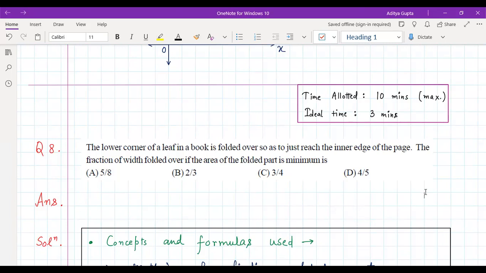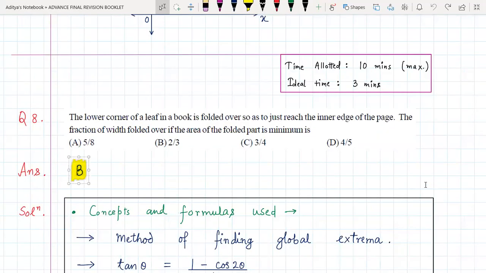So the maximum time allotted for this question would be 10 minutes. Ideally, you should try to do it within 3 minutes, and you can pause the video, give the question a try, but then make sure to return back to have a look at the correct solution. So I hope you all have tried it out. Now the answer to this question would be option number B, which is basically 2 by 3.